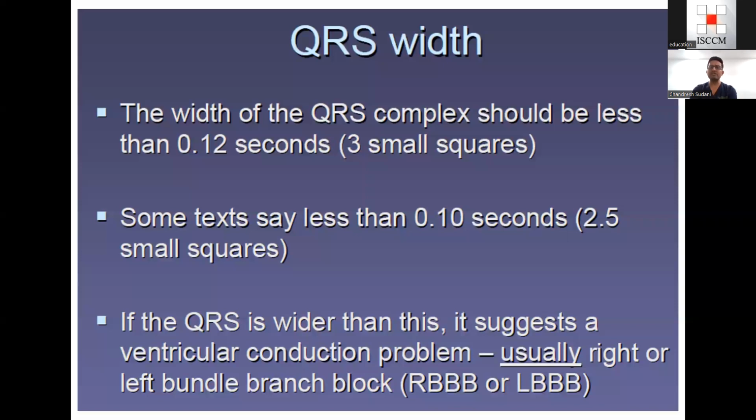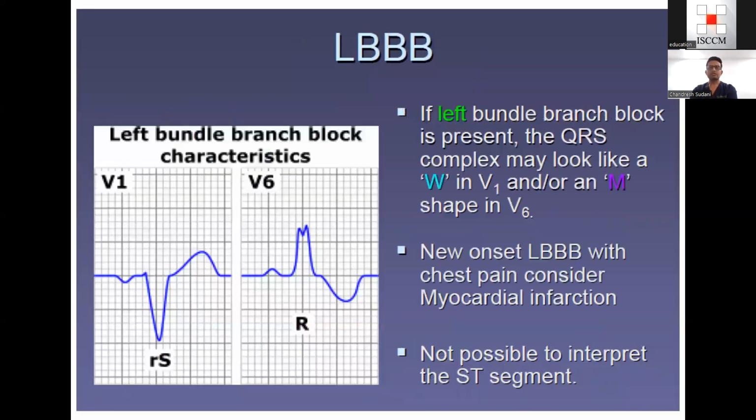The QRS width is also very important. As I told, it should always be less than 3 small squares. If it is wider than this, it suggests a ventricular conduction problem. As I told earlier, it can tell us about RBBB or LBBB. Coming one by one, left bundle branch block has a particular characteristic. If left bundle branch block is present, the QRS complex may look like a W in V1.